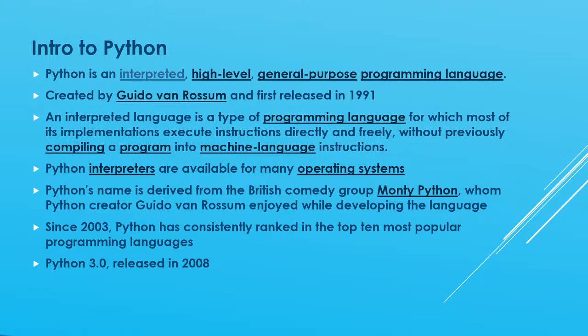An interpreted language is a type of programming language for which most implementations execute instructions directly as machine language instructions. So what does this mean? For example, most programming languages nowadays are object oriented, and Python, Java and C plus plus are all examples of object oriented programming languages.